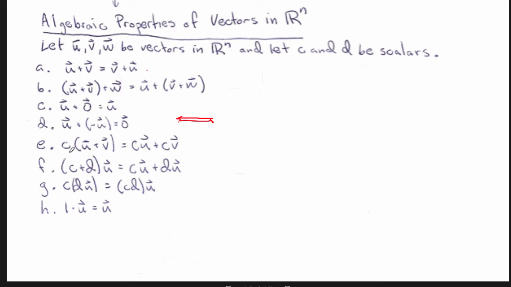c times (u plus v) equals cu plus cv. We saw that in the example. Also, vectors distribute across the sum of scalar multiples, so (c plus d) times u equals cu plus du. This property can help us if we're trying to break things up to get certain linear combinations. Likewise, c times (du) is the same thing as (cd) times u. And 1 times u equals u.